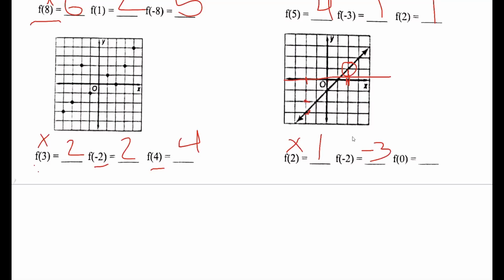So being at -3. F of 0, you go to 0 on your x-axis, and you see how far up or down you have to go. Well, you would just go down 1 to be on your line. So -1.